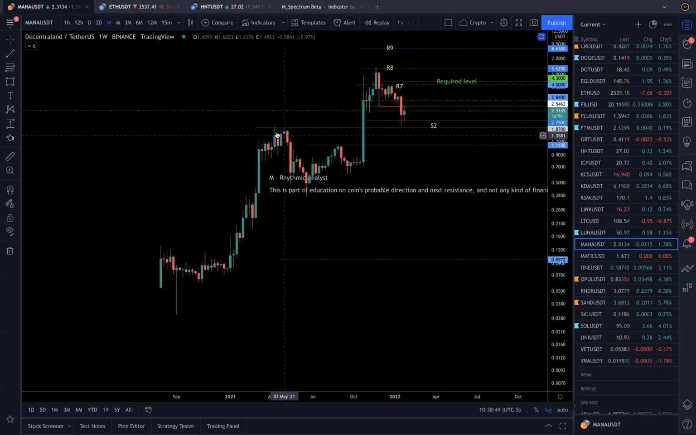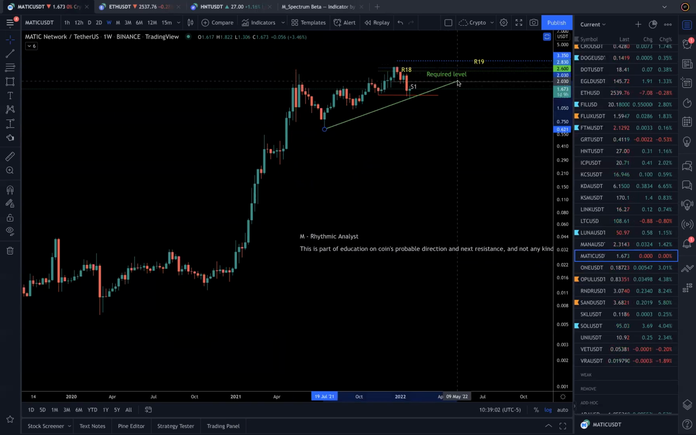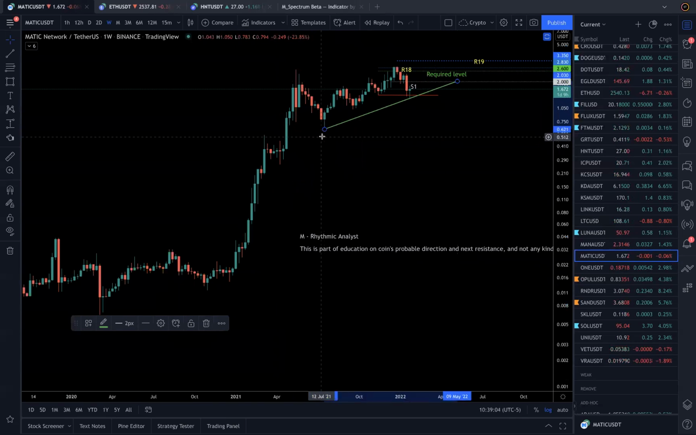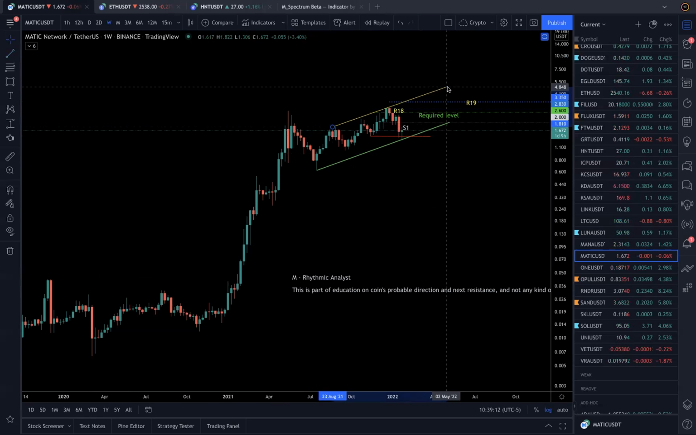MANA is strong. It retested S2, retested this high. Awesome, right? And now moving up. Matic broke this trend line. Now it has a new one. The trend lines are funny. The trend line angle, you have to refine it. Now there is a nice ascending channel actually here. You see now? Beautiful.